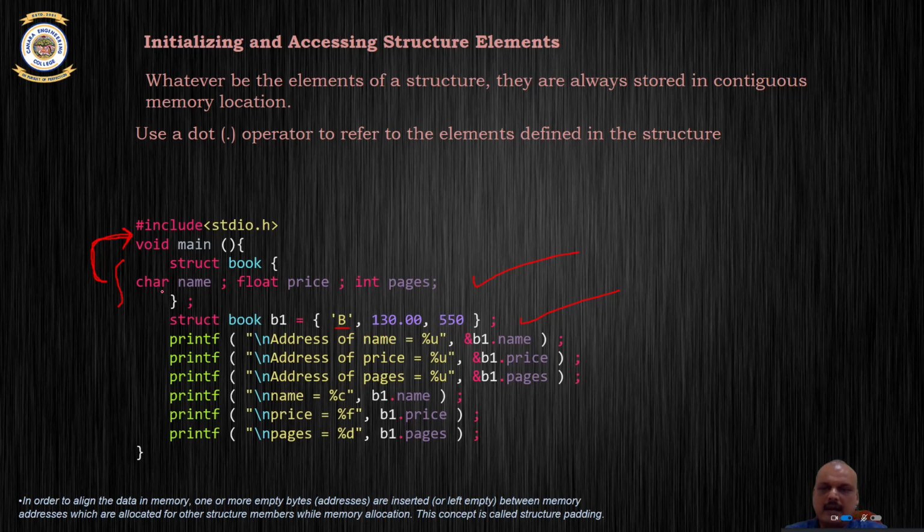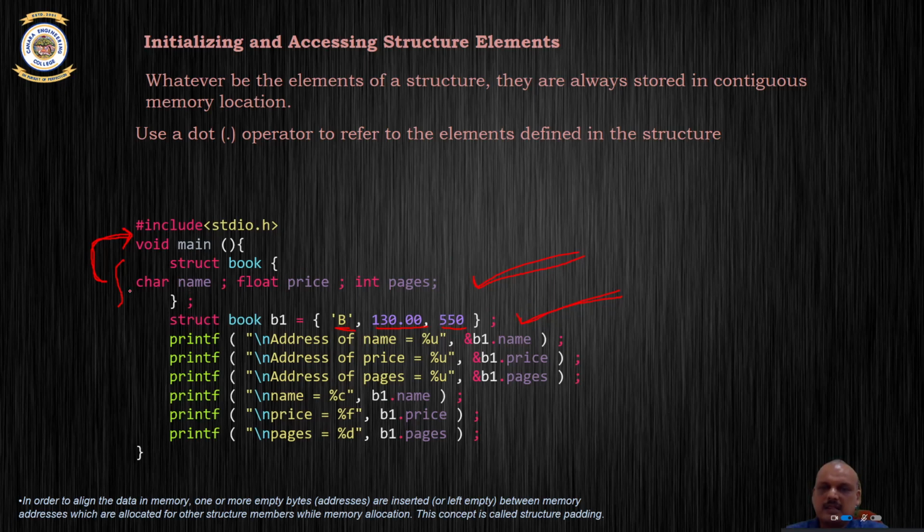Okay, one character. Right now it's a hypothetical code, so I kept it as one single character. So the name of the book is B. The price of the book is 130 rupees and the number of pages that it contains is 550. So this is how you declare a structure and you define an element of the structure, say B1 in this case.